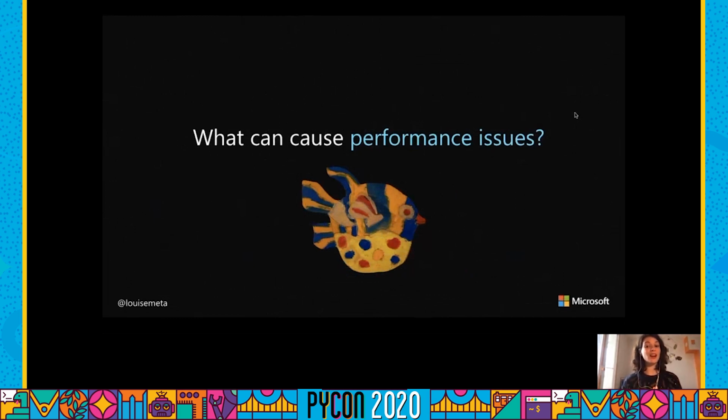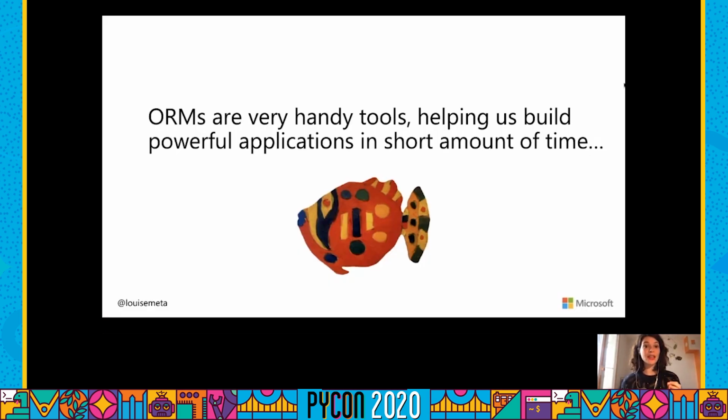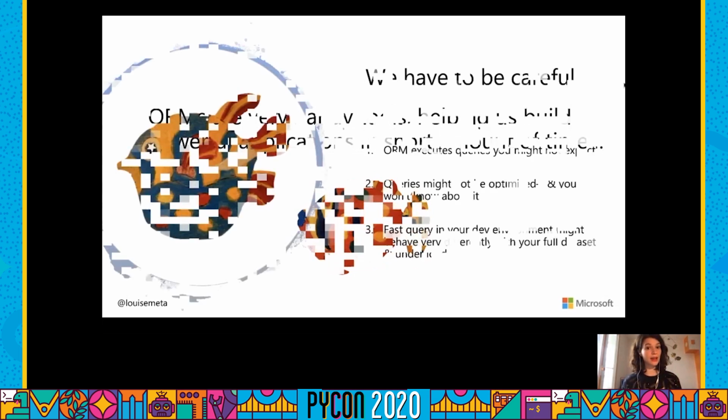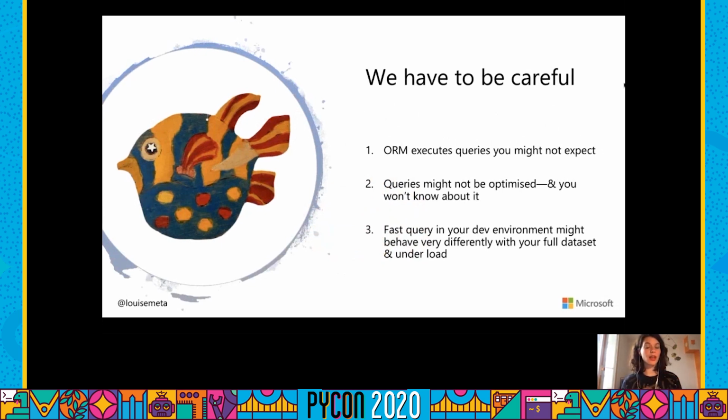So first, what can cause performance issues? ORMs are very useful. We use them a lot, and I would say that the main thing that I like about it is that it helps us build applications in very short amounts of time. However, I think that we need to be careful. One thing that can cause performance issues with ORMs is that your ORM might be executing queries you might not expect. And if you don't look into your logs, then you wouldn't know about those queries.